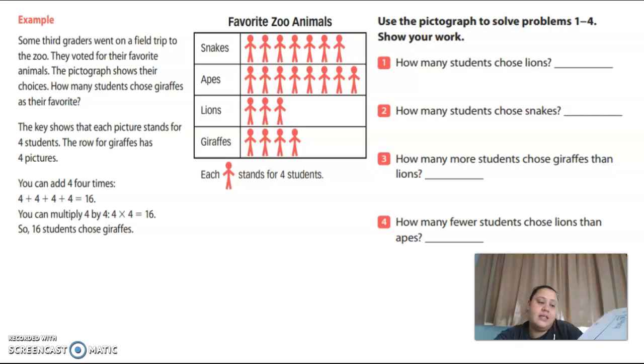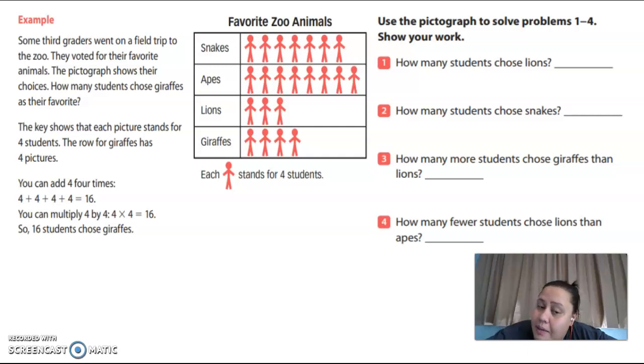Here's where we can get to some bumps in the road, and you just have to read the questions carefully. Keywords here are how many more. How many more students chose giraffes than lions? So we know that if they're asking how many more, more people chose giraffes than lions. But how many more? Well, if we look at the chart, we see that there's 1 more stick figure in the giraffes row than there is in the lions. So does that mean only 1 more student chose giraffes instead of lions?